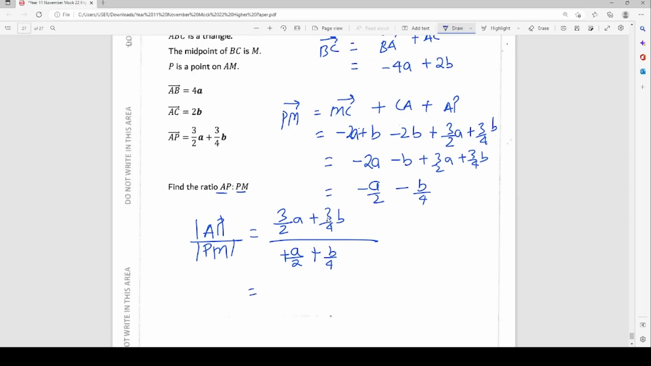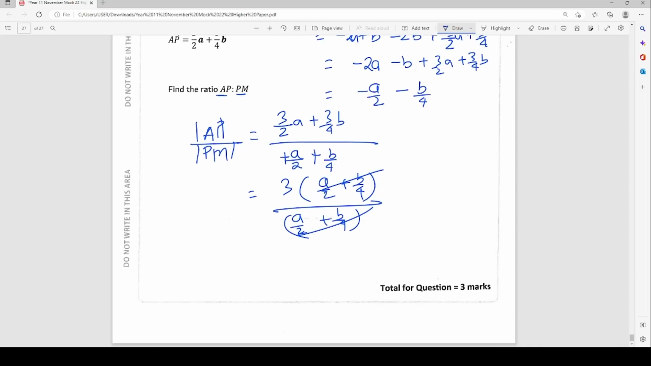Okay, so what can we take common? If you look here, if I just take 3 common from the numerator, I will get A over 2 plus B over 4, and in the denominator I have got A over 2 plus B over 4 already. I can cancel it out, and the ratio that I am getting, that is basically AP ratio PM, is nothing but 3 ratio 1, and that's what my answer is, and that's how we have ended this paper.